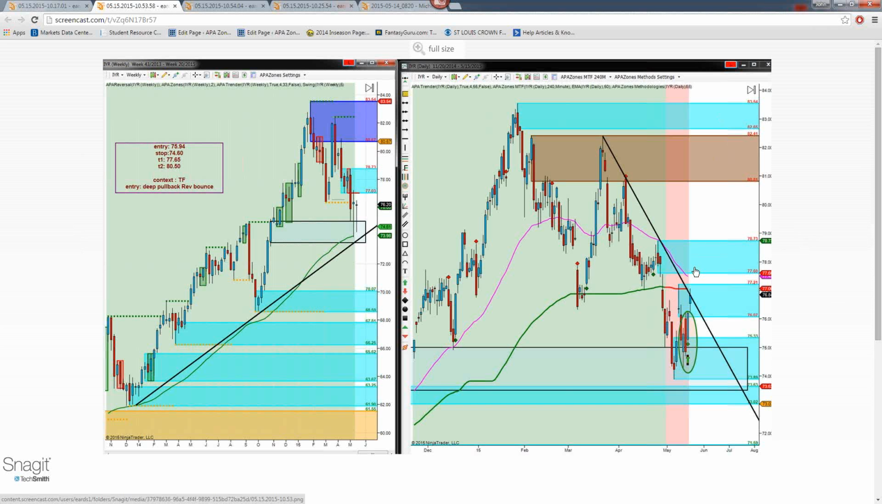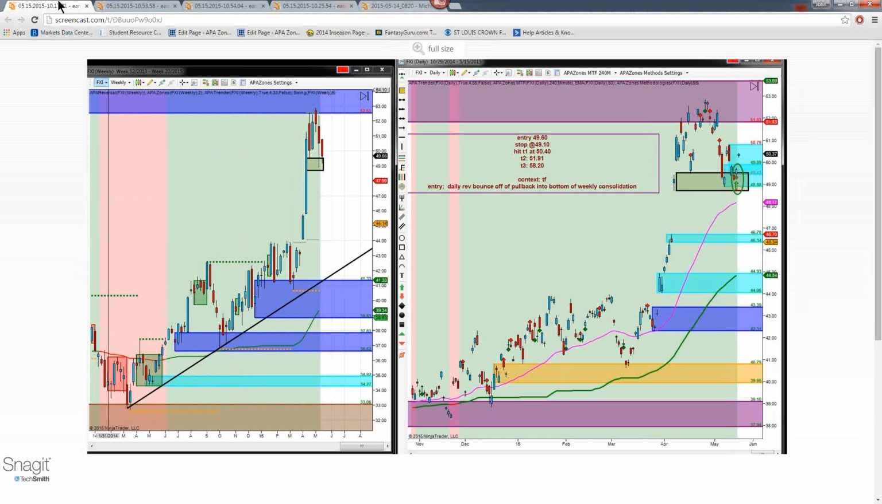But I'm expecting a broad range. That's what's happening in a lot of these markets. FXI, here we're going into a range and ended up getting long off this daily single at the bottom of the consolidation and hit the T1 on it, and we'll go from there. What else we got here?